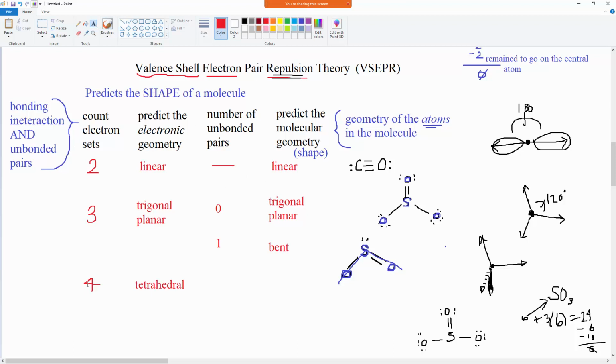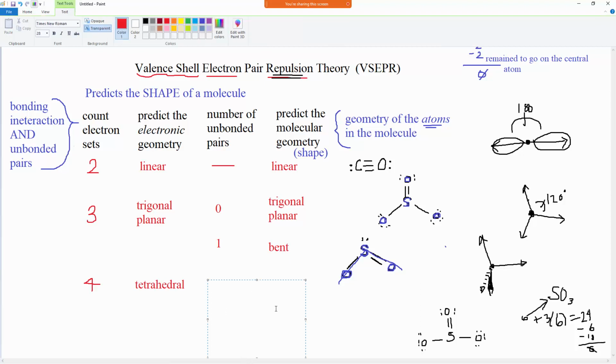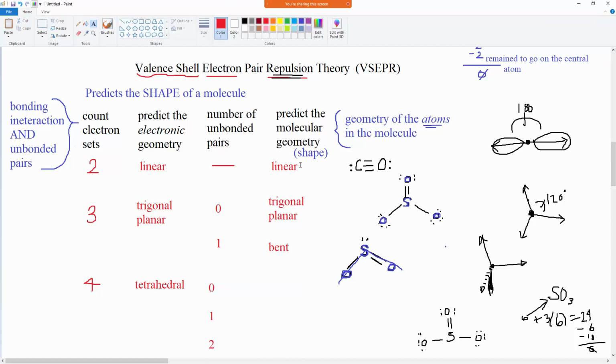Okay. If I'm tetrahedral, I actually have 3 options for a number of unbonded pairs. I could have no lone pairs, I could have one lone pair, or I could have two lone pairs, and that gives us 3 options for molecular geometry.